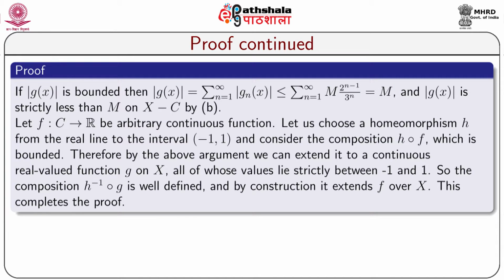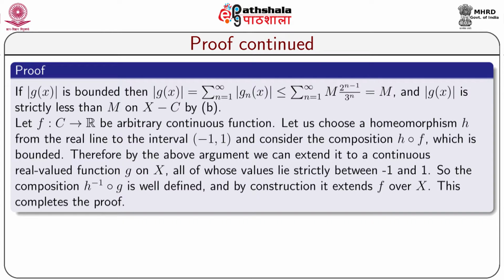We note for use in the unbounded case below that modulus of g(x) is bounded by M, because modulus of g(x) is less or equal to summation n equal to 1 to infinity of modulus of gn(x), which is less or equal to summation n equal to 1 to infinity of m into 2 to the power n minus 1 by 3 to the power n, which is equal to m, and modulus of g(x) is strictly less than m on X minus C. This follows from the previous equation B.